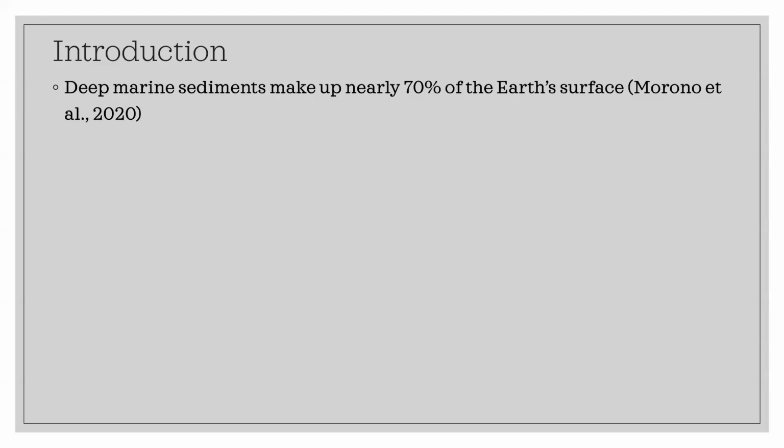Deep marine sediments make up nearly 70% of the Earth's surface, so all that mud underneath oceans and seas. And they can go quite deep. There's ocean sediments that go down a couple of kilometers actually.